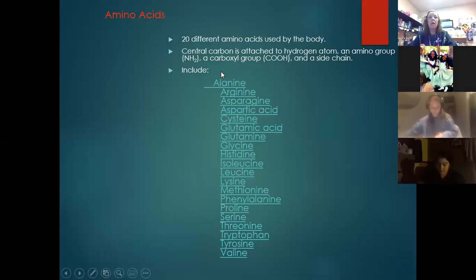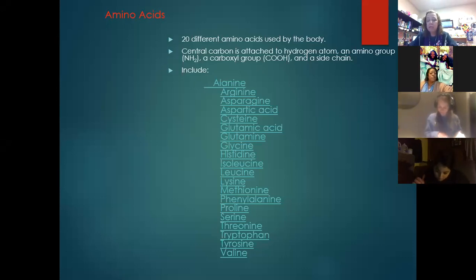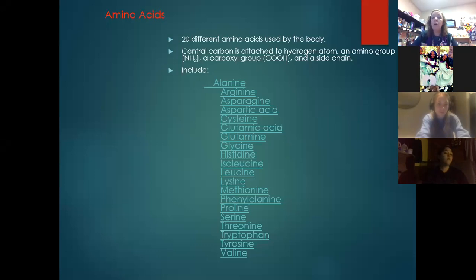So we have our amino acids. We're not going to be doing anything with these quite yet. It's just so you've seen this list before. With our amino acids, these are the Legos that make our proteins. And we have some that we do need to take in our diets because our body cannot create them for themselves.